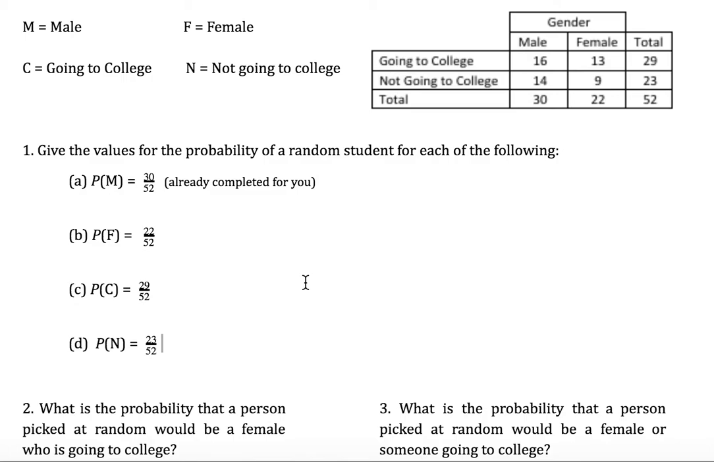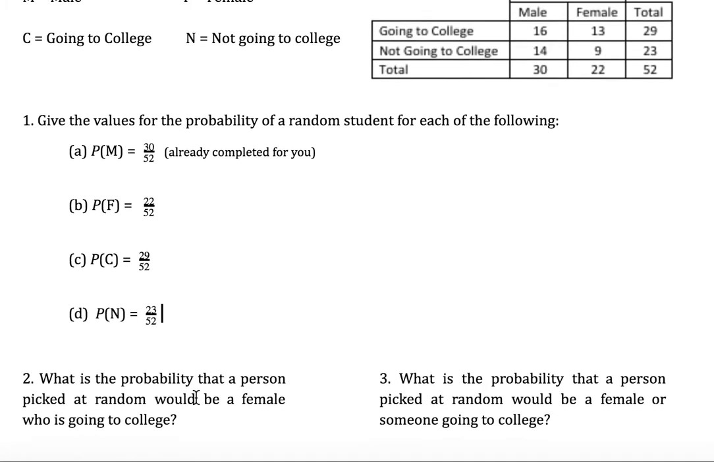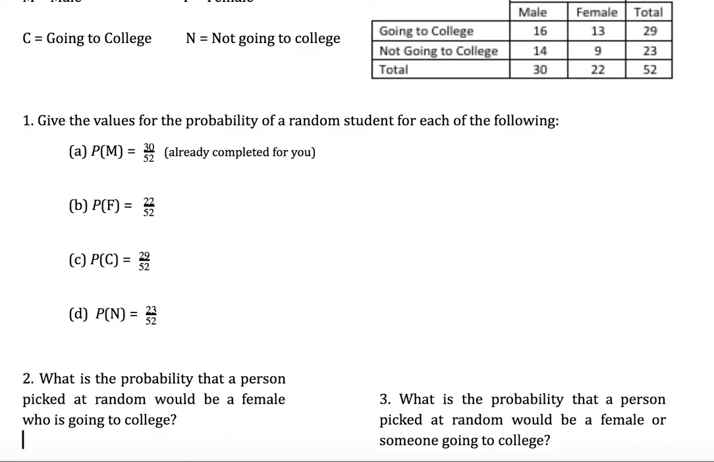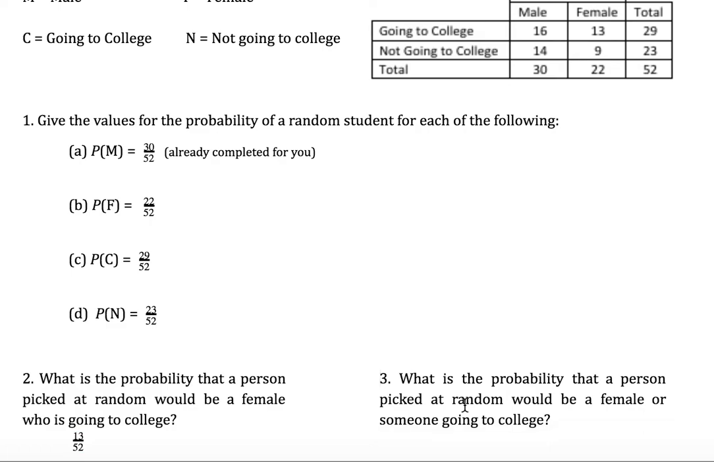Now that I've finished that, I'm going to go to more specific. Two, what is the probability that a person picked at random would be a female who is going to college? So I have my sample space of 52, and I'm looking at female and going to college. That's an intersection or an overlap. So if I come over here, female and going to college intersect right here at 13. There are 13 students that are female and are also going to college out of the total 52. So my final answer is 13 out of 52.